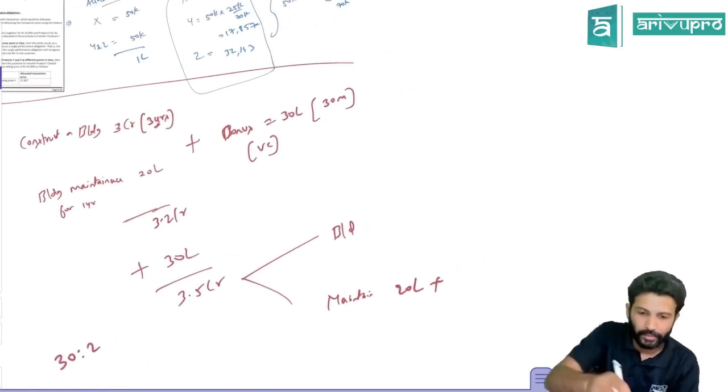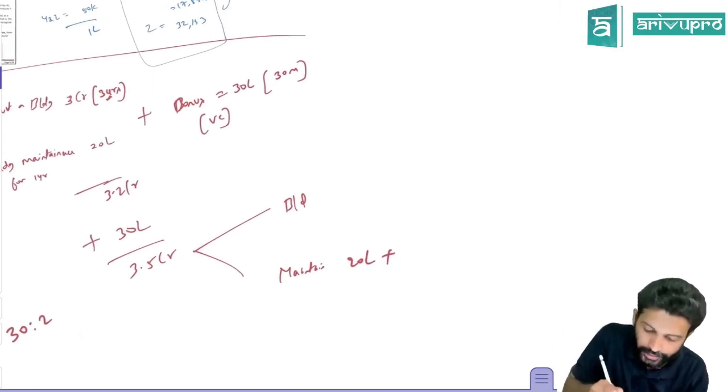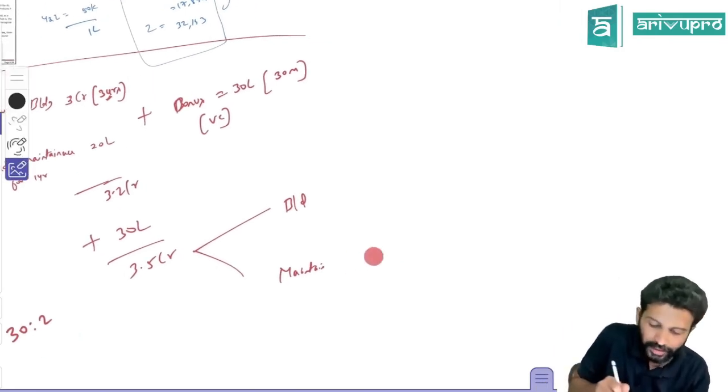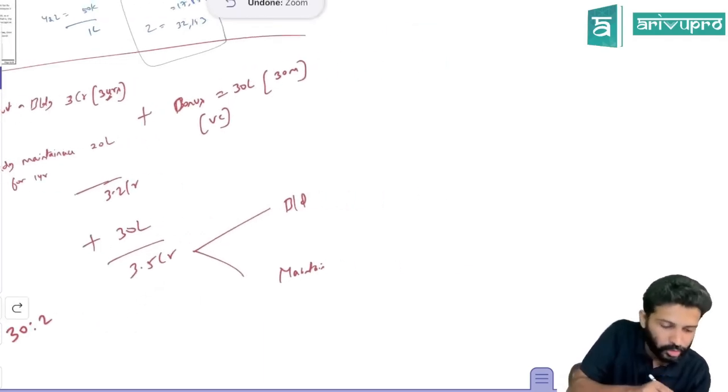If you do the math over here, 350 lakhs divided by 32 into 2, this will not be 20 lakh. If you do the allocation, basically I've done 3.5 crores allocation. I'll show you how you got it also, just to be sure.